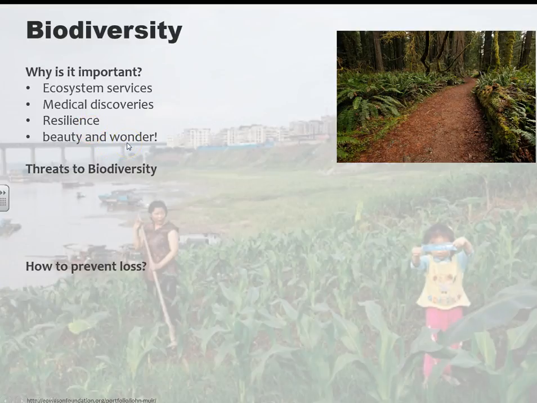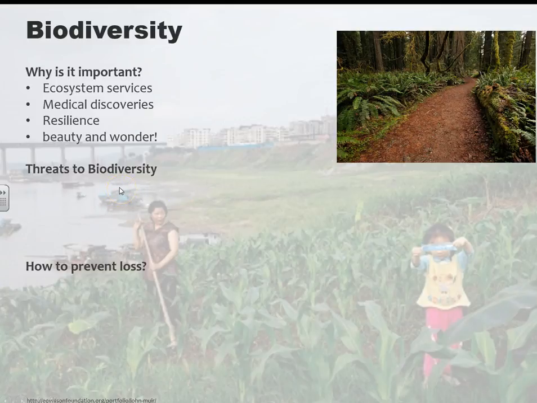And just in general, variety, especially in nature, can be a very beautiful thing. And really, if you think about it, it's interesting and kind of wonderful. So biodiversity is important on a bunch of different scales and from a number of different perspectives.